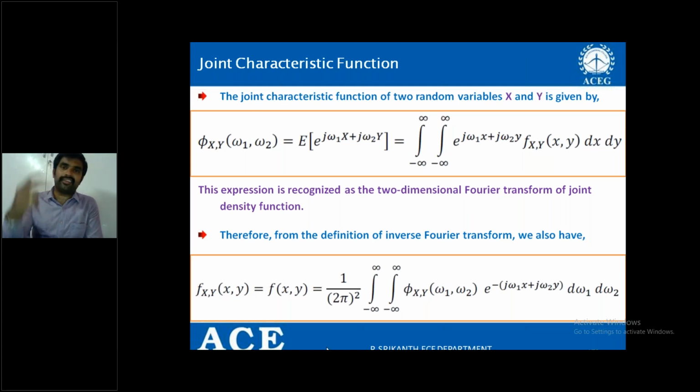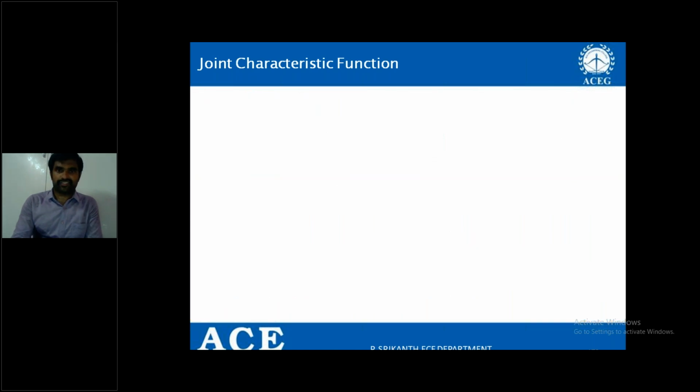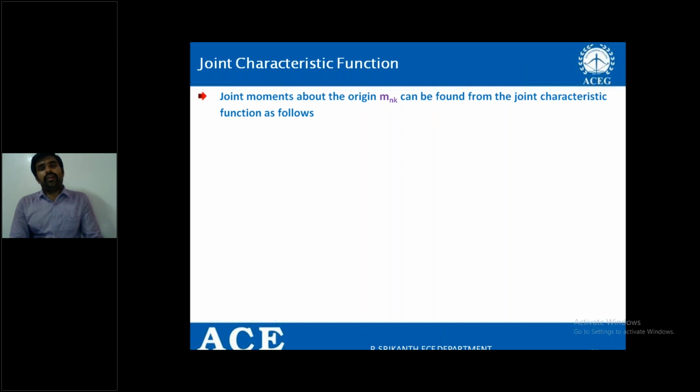So this is the relation between the joint characteristic function and joint density function. Now, as I said, the main purpose of defining the joint characteristic function is to derive the moments from it. So here we derive the joint moments from the joint characteristic function. How do you derive? The joint moments about the origin m suffix nk can be derived from the joint characteristic function as follows.